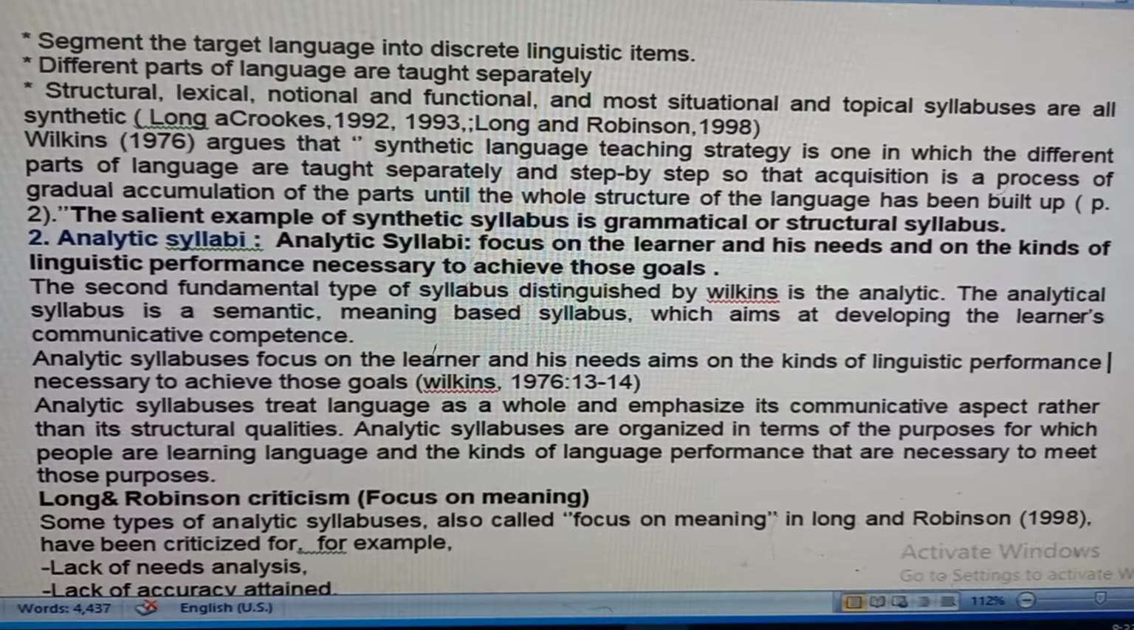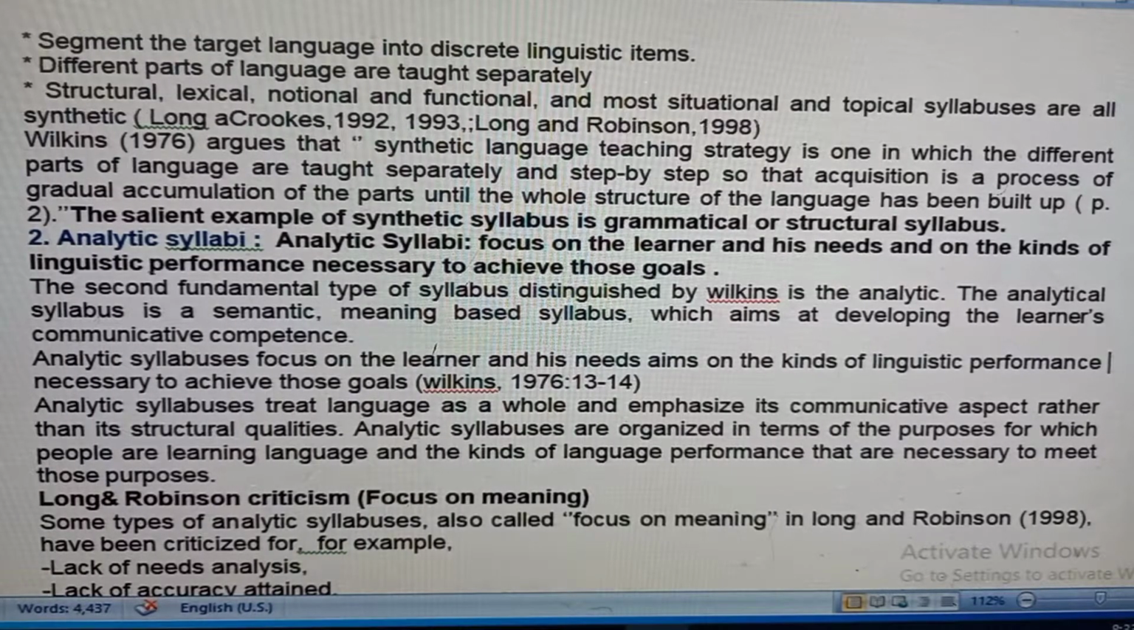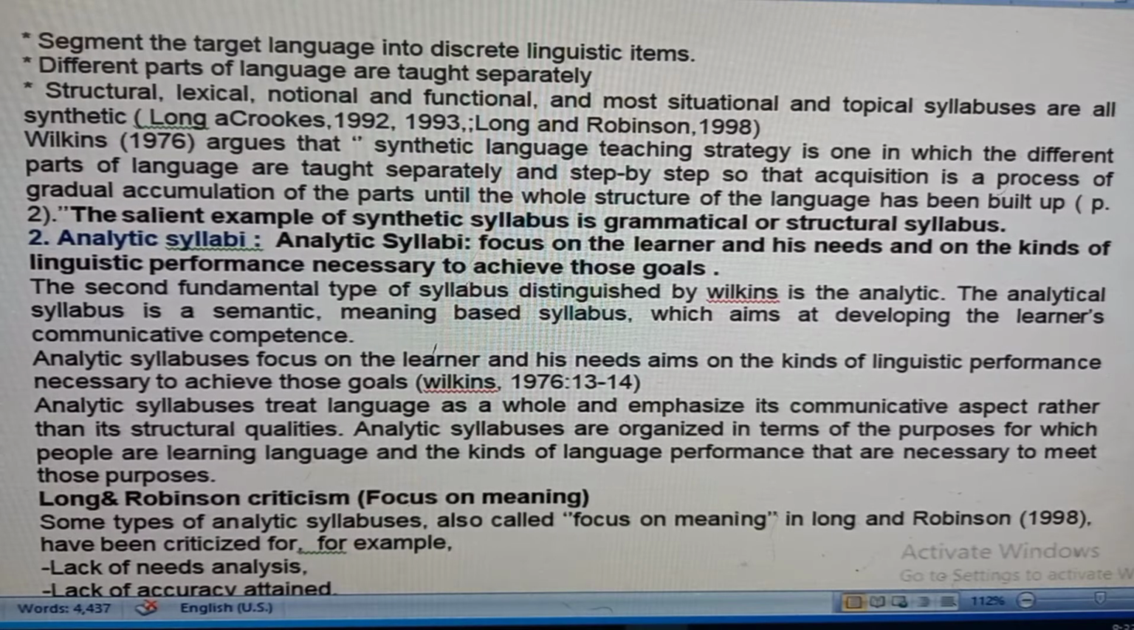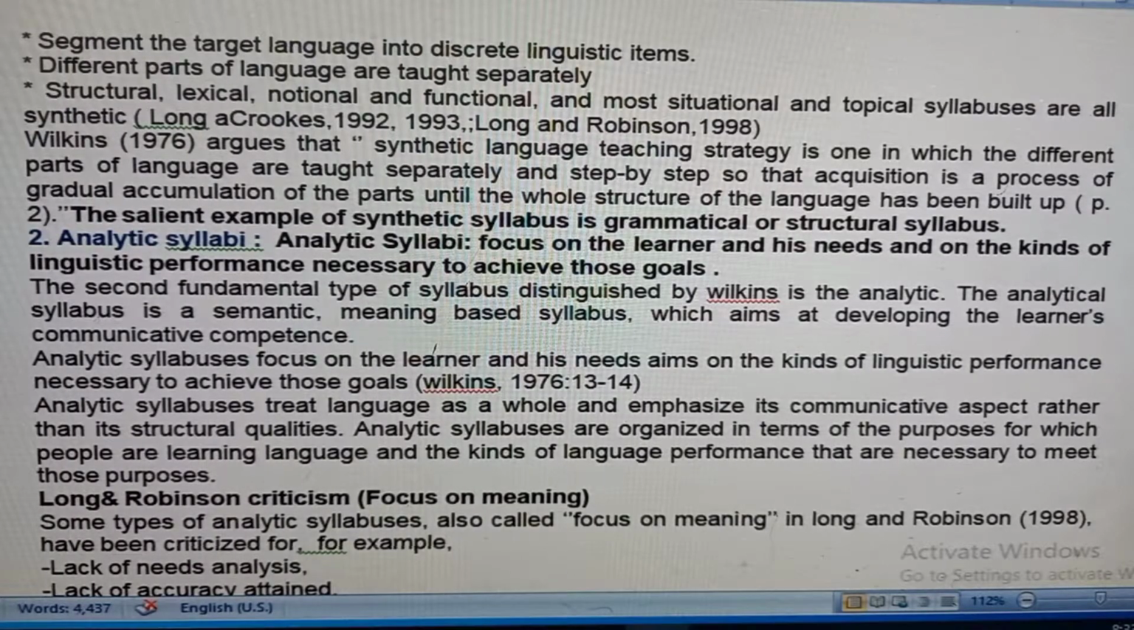Analytic syllabuses treat language as a whole and emphasize its communicative aspect rather than its structural qualities. Analytic syllabuses are organized in terms of the purposes for which people are learning language and the kinds of language performance that are necessary to meet those purposes.